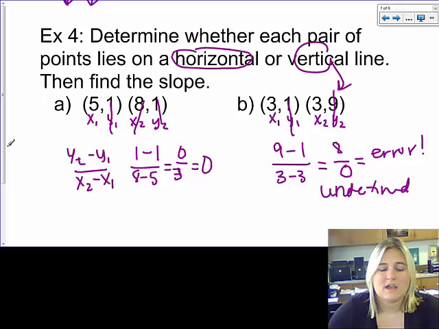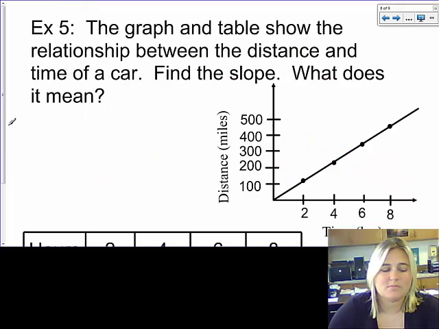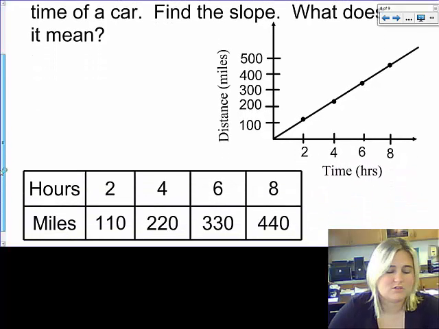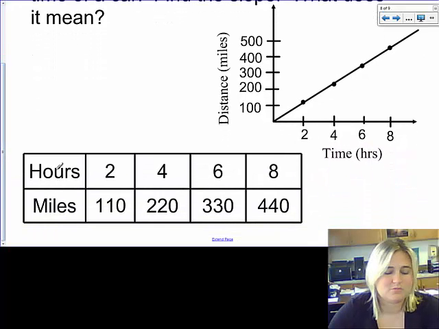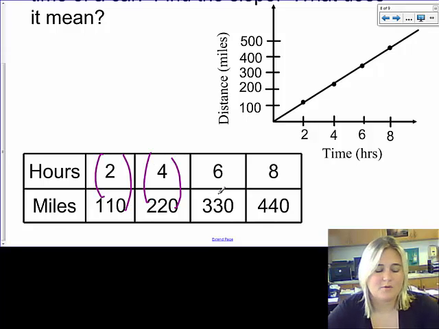The graph and the table show the relationship between the distance and time of a car. Find the slope and what does it mean. So I'm going to show you this information, and I want for you to use 2 points and find the slope and tell what it means on your own paper.